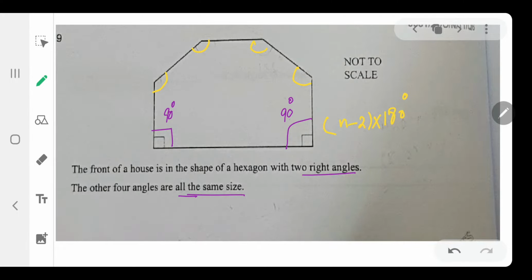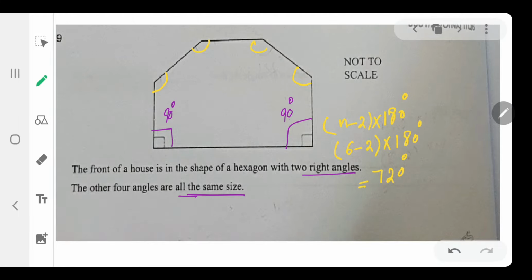So, n stands for the number of sides. In this hexagon we have 6 sides, which gives us 6 minus 2 multiplied by 180 degrees. So, we get the sum of interior angles, which is 720 degrees.